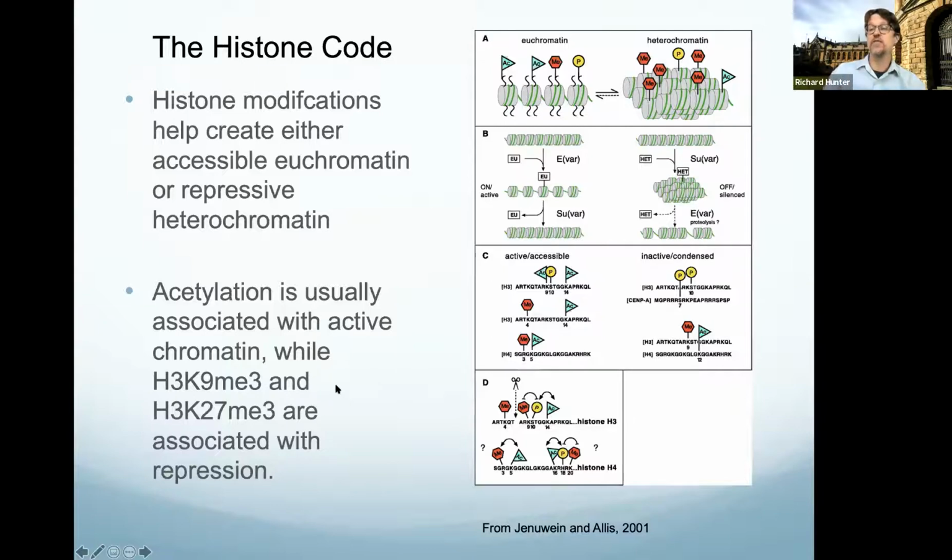Is that all relatively clear thus far? I know it's a lot of acronyms, but the take home is that generally speaking, methylation is associated with suppressed chromatin, with the exception of K4 methylation. And generally speaking, acetylation is associated with actively transcribed genes.